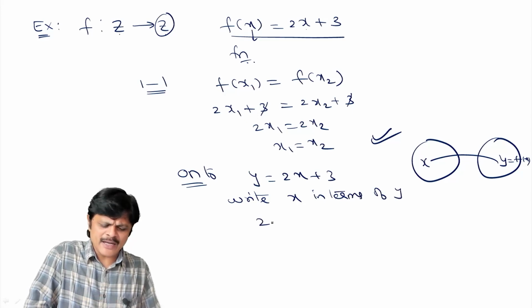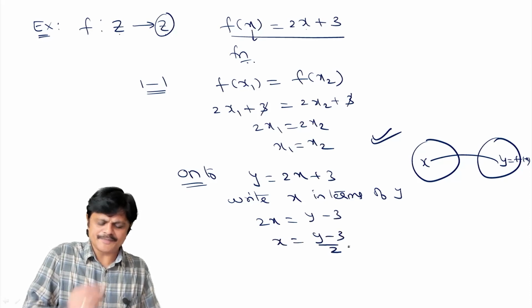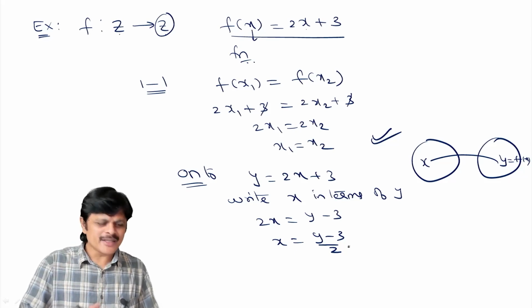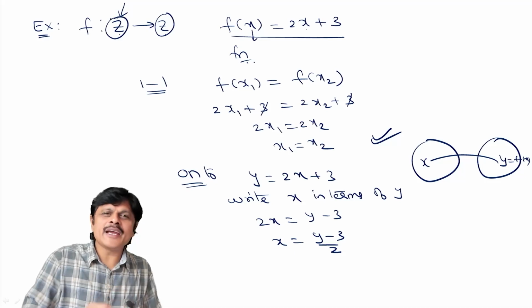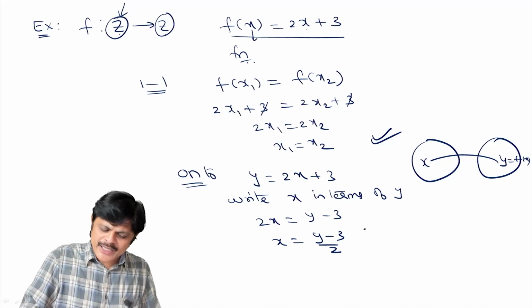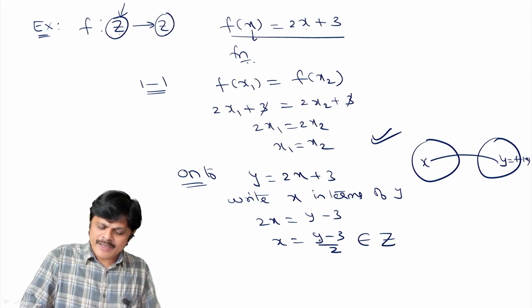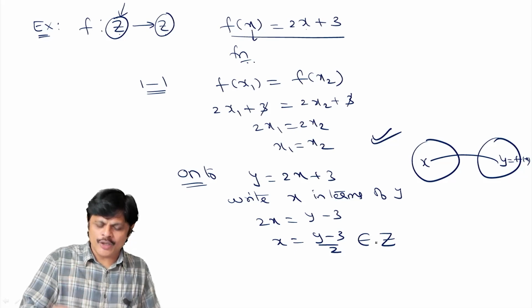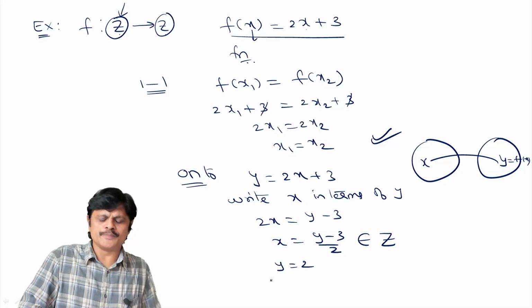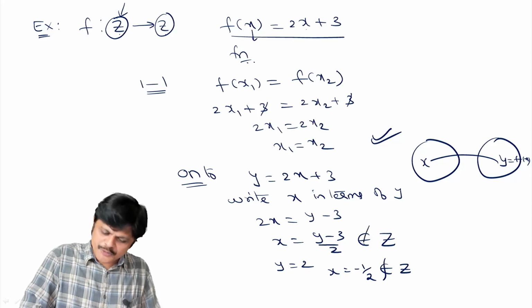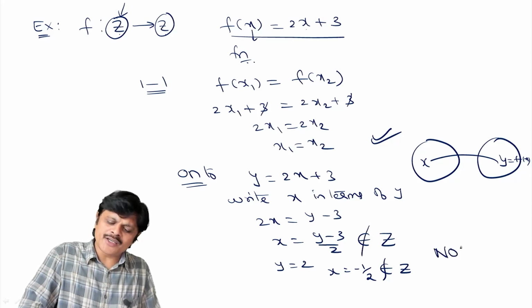Simple calculation. So 2x is equal to y minus 3. That is x equal to (y minus 3) by 2. This x must be the pre-image. So the pre-image must be what? It should be present in the domain. So is it an integer always? For every y, this should be an integer. Correct or wrong? Let us take y is equal to 2. Then what is x? 2 minus 3, that is minus 1 by 2. Is it an integer? No. So no. Therefore, it is not onto.